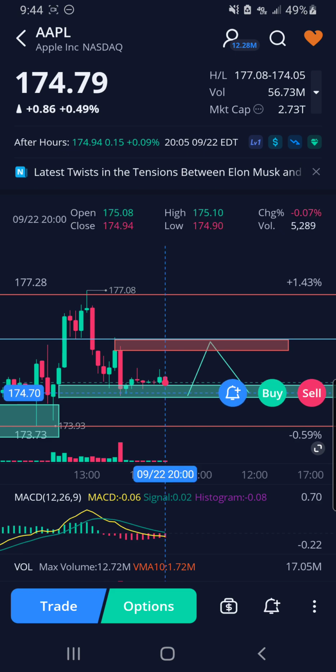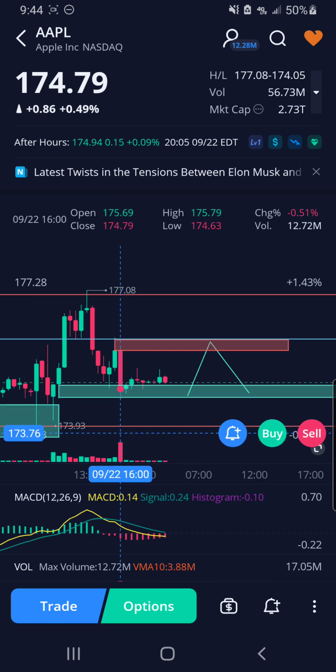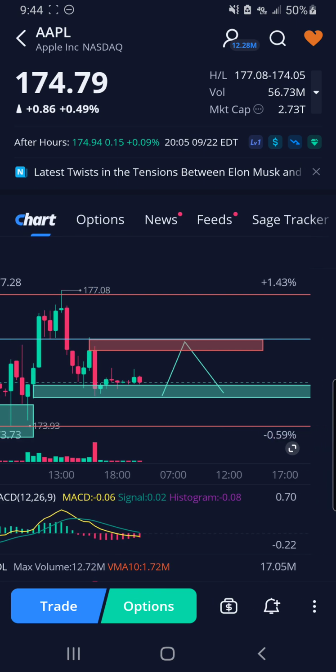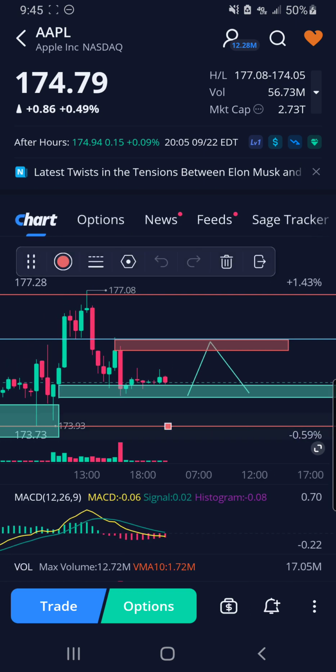And then the new low is 174.63. So you're looking for a move in that price range. Let me know if that makes sense. I don't know if it does. Alright.